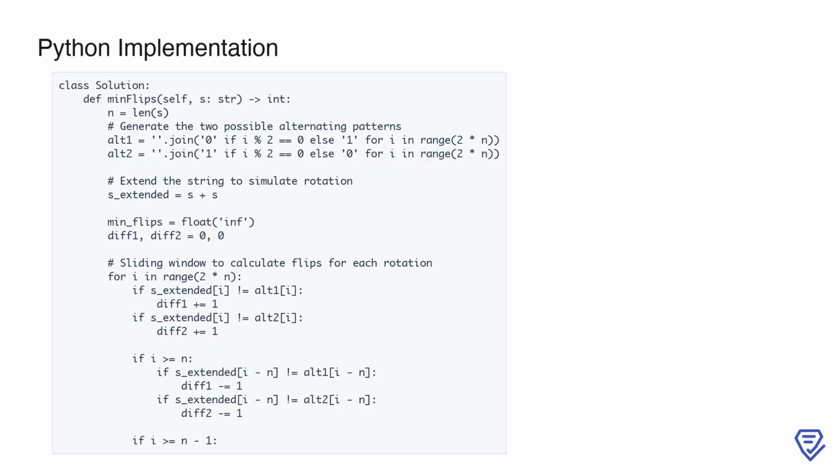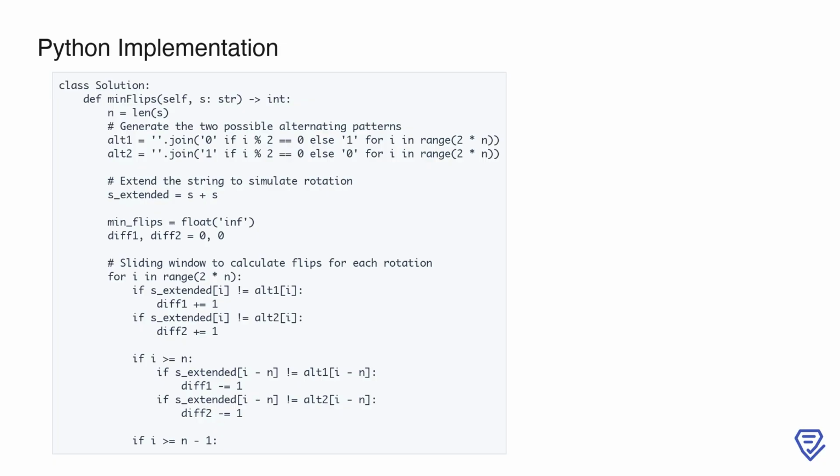This allows us to simulate all possible rotations of the string without actually rotating it. We initialize a variable min_flips to positive infinity, as we aim to find the minimum number of flips required. Two counters, diff1 and diff2, are also initialized to 0, which will keep track of the differences between the extended string and the two alternating patterns during the sliding window process.